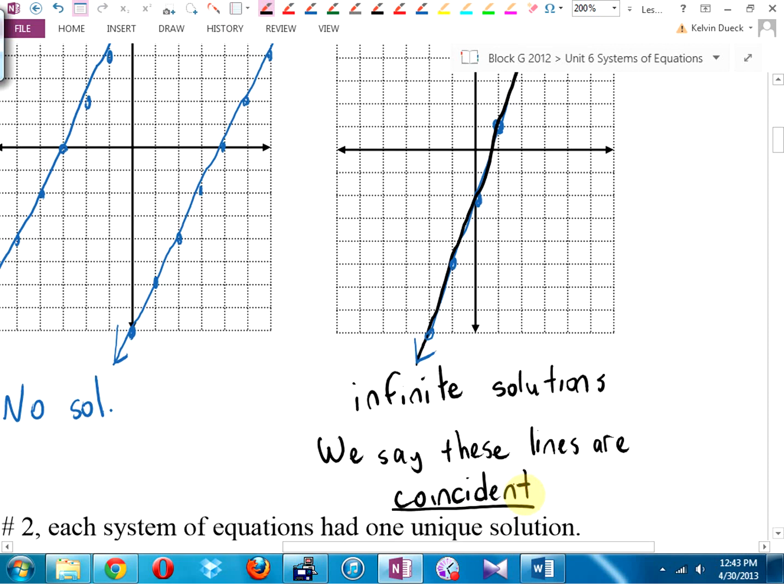A coincidence in English is when two things happen at the same time that are very unlikely, but they happen at the same time. Coincident lines are when two lines happen to be the same line at the same time. If you're looking for a way to remember that word.